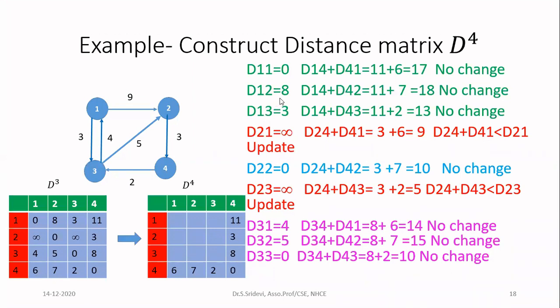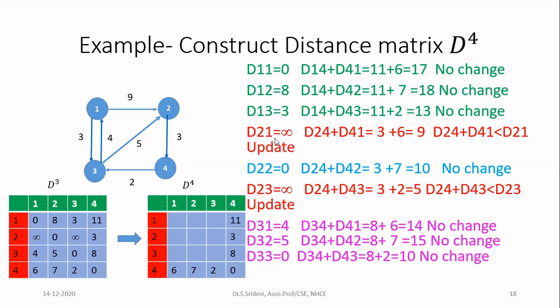The old cost is 8, but the new cost is 18. That means if you go through the vertex 4, there is no improvement. So follow the previous path itself. So I'm not going to change anything. Let us see one more path with change.